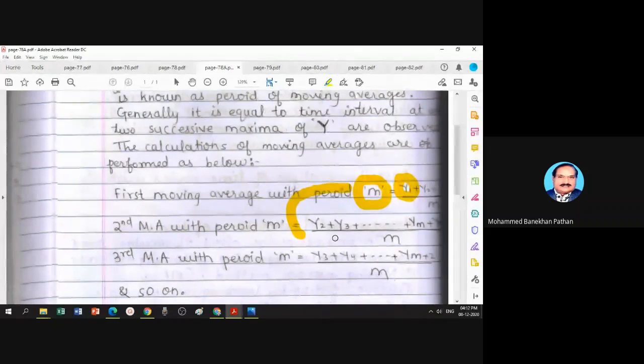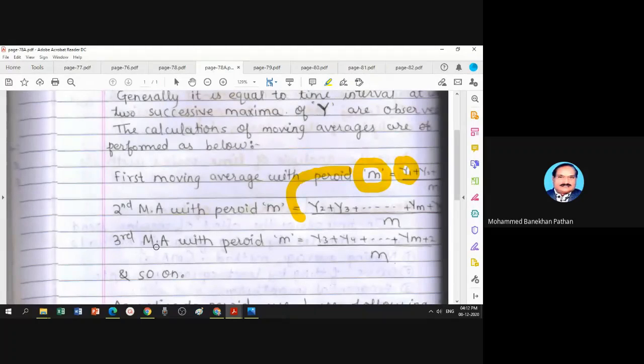The method goes on continuing till I am able to make a group of 3 values. If I am not getting a group of 3 values, that is the last calculation of moving average. Suppose I explain in general one more calculation, the third moving average. Now in the third moving average, y2 will be dropped. Calculation starts from y3 and goes up to ym plus 2. For example, m equals 3. First calculation: y1 plus y2 plus y3 divided by 3. Second: y2 plus y3 plus y4 divided by 3. Third: y3 plus y4 plus y5 divided by 3.